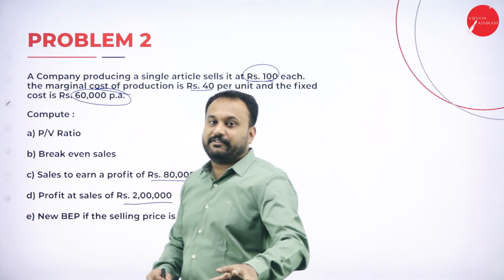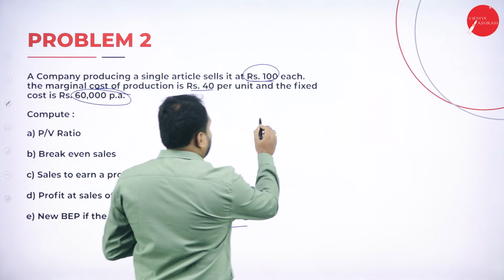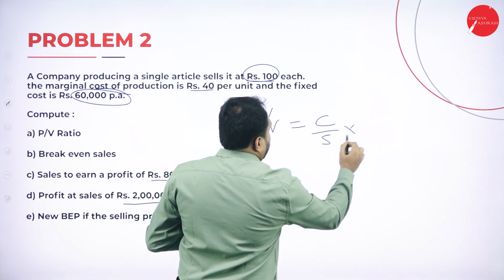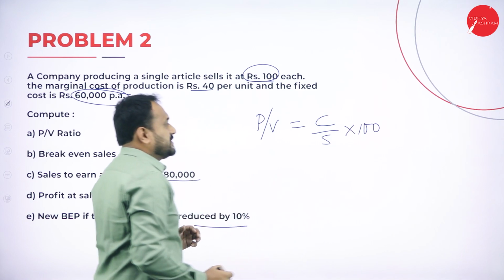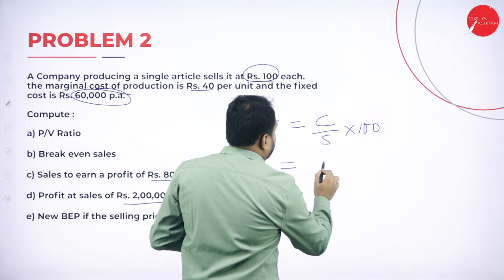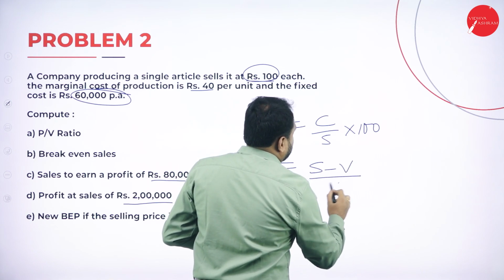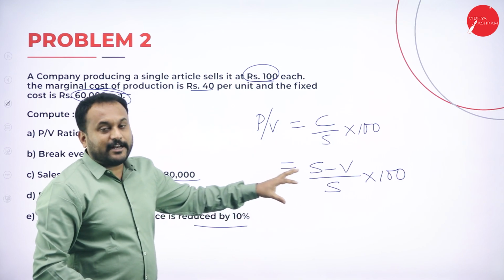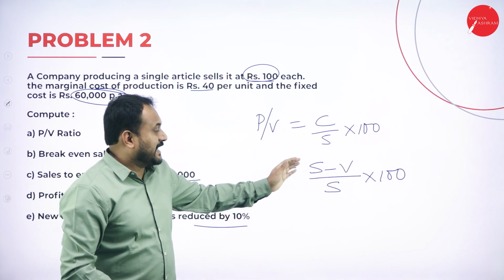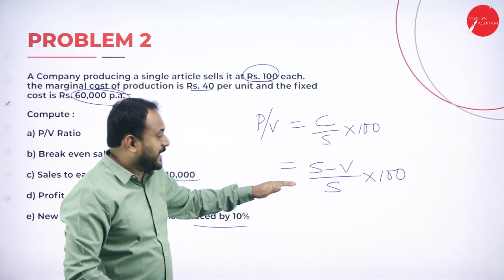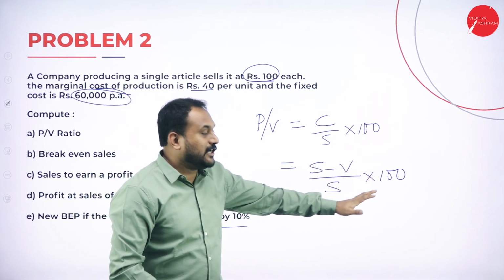When we go with the first one, PV ratio. What is the formula of PV ratio? PV is all about the relation between contribution and sales into 100. That is C by S into 100. We know that PV is also calculated as sales minus variable cost divided by sales into 100. Now, here I can go with per unit also, that is selling price per unit minus variable cost per unit divided by selling price per unit into 100.